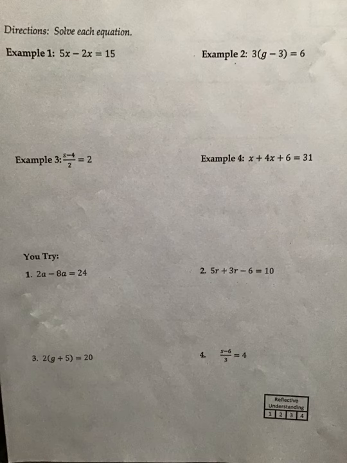Now let's try a couple of examples together. Let's look at example 1. On the left side of the equation, I notice we have 5x minus 2x, which I know is 3x. Therefore, 3x equals 15. To undo multiplication by 3, we divide by 3, divide by 3, and x equals 5.